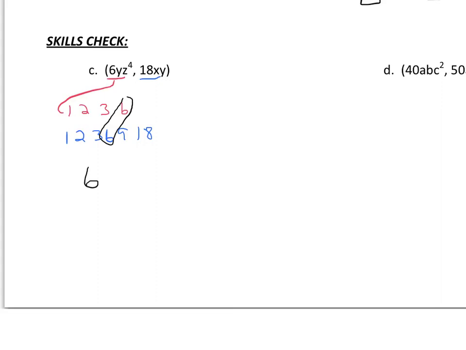And then when I look at my letters, I would say, how many x's do both of them have at least? Well, there's an x in the second term, but not the first, so x is not a part of the common factor. How many y's do they both have at least? They both have at least one y. How about z's? The z is to the fourth in the first term, but not the second, so there is no z in common. So this is the greatest common factor. Again, same idea, just a little bit different way of looking at it.